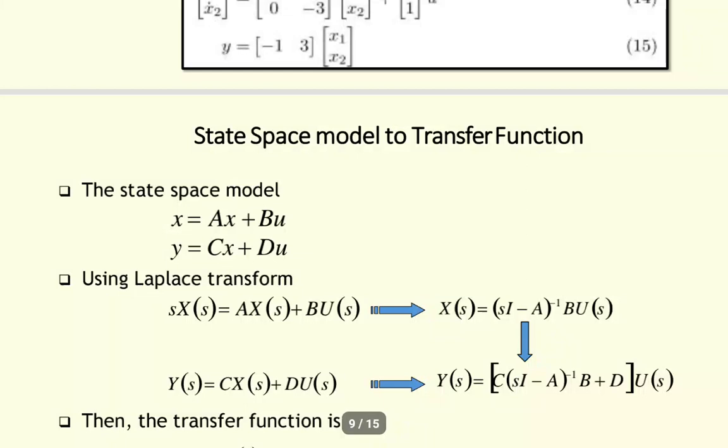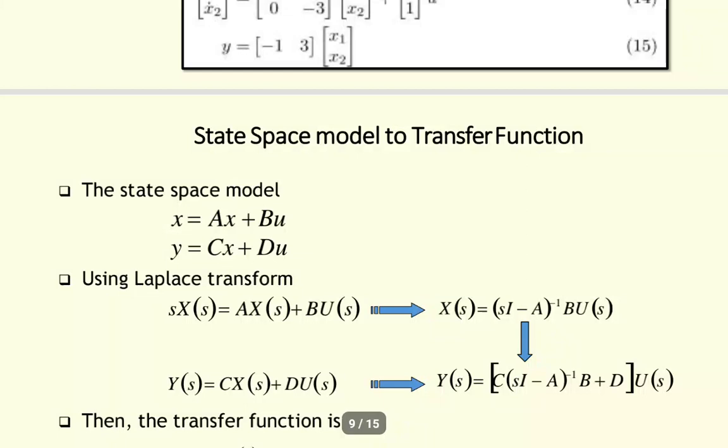Already I have mentioned about this term, sI minus A inverse. I is the identity matrix. I depends on the dimension of the A matrix. If A is 2 dimensional, then I should be 1 0 0 1. If it is 3 dimensional, then I should be 1 0 0, 0 1 0 and 0 0 1.